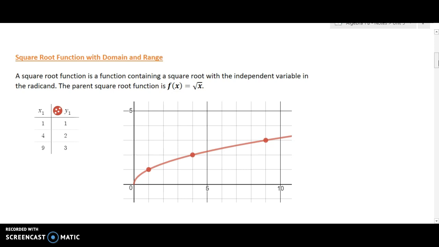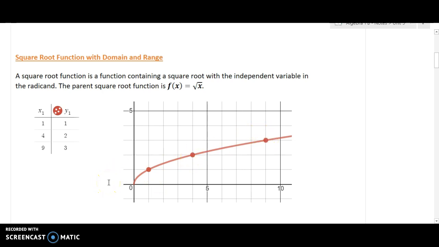And on the left, you see the table of values. We're plugging in 1, 4, and 9 for our x value, and we can see what our function equals. So if we take the square root of 1, we get 1 back. If we take the square root of 4, so we're plugging 4 in here, the square root of 4 is 2, so that's our y value. And if we take the square root of 9, we plug 9 in for x, and we get 3 back. And now we have some ordered pairs: (1, 1), (4, 2), and (9, 3).